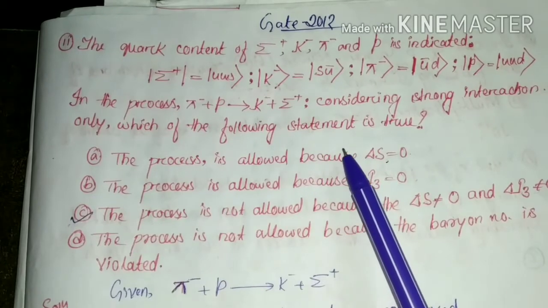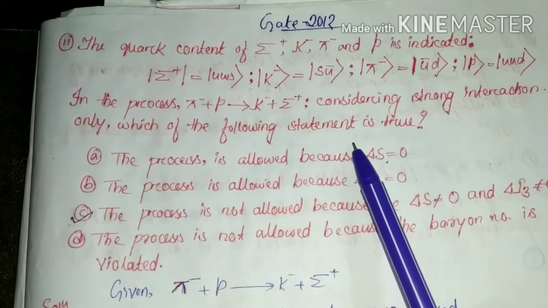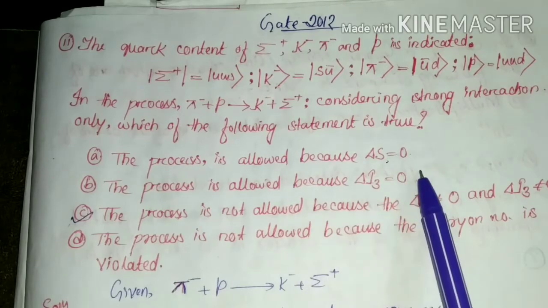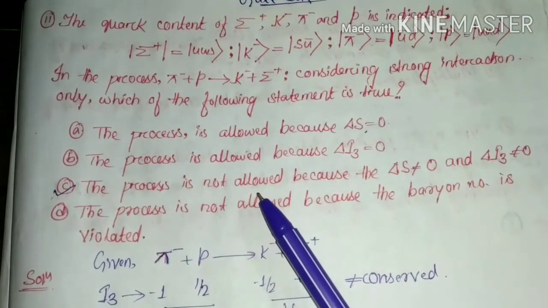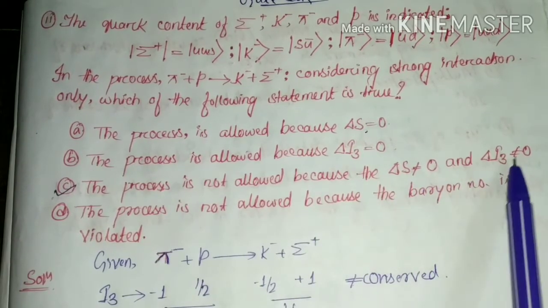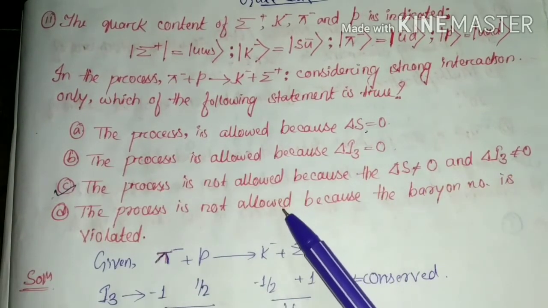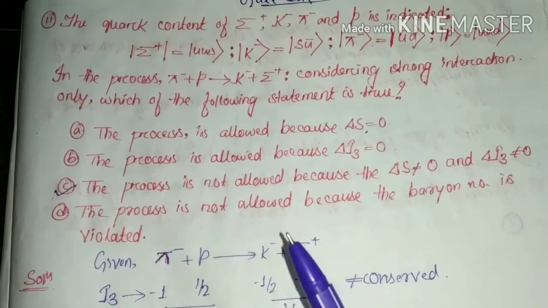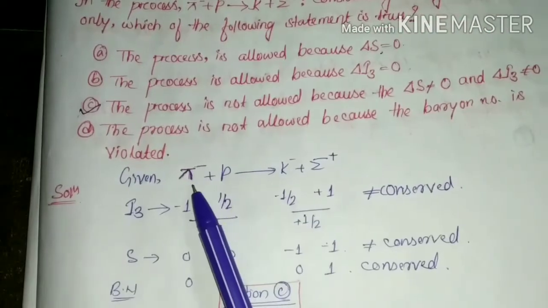The first one is the process is allowed because delta S is equal to 0. The second is the process is allowed because delta I3 is equal to 0. The third is the process is not allowed because delta S is not equal to 0 and delta I3 is not equal to 0. And the fourth one is the process is not allowed because the baryon number is violated. So for this we will see this is the reaction.